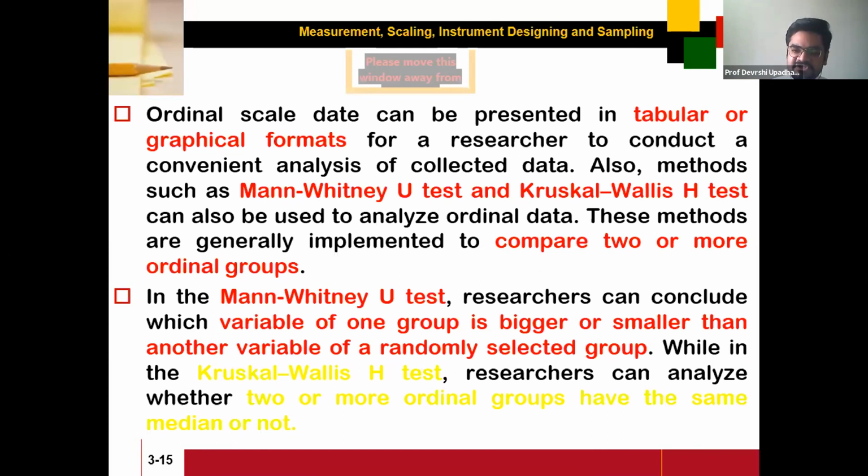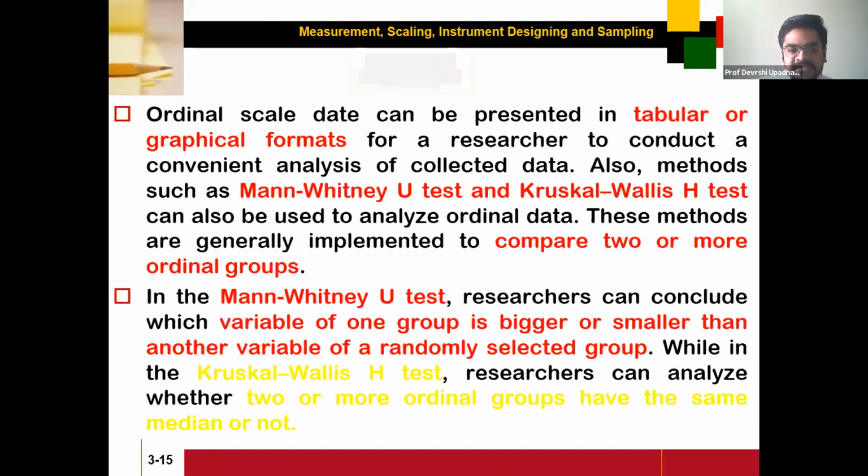In the Mann-Whitney U test, a researcher can conclude whether a variable of one group is bigger or smaller than a variable of a randomly selected other group. So you just need to measure which group is bigger or smaller compared to another group. If I give you a small example, in a post graduation class in a college, let's assume there are 60 students, 30 male and 30 female. If I talk about the subject of marketing management, and I need to measure which group has the highest marks in that subject, I'll implement the Mann-Whitney U test, because I'll get the information on which group has the highest marks compared to the second group.